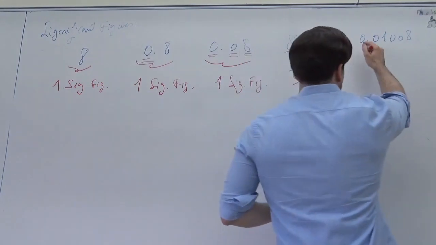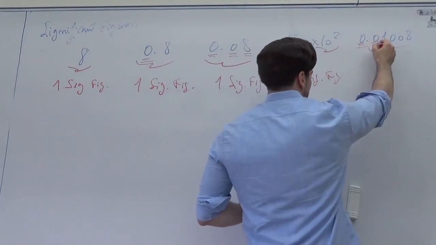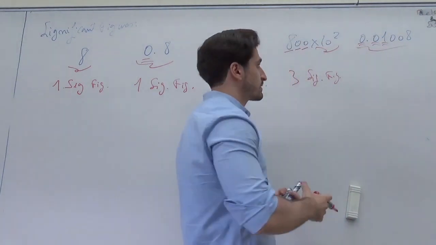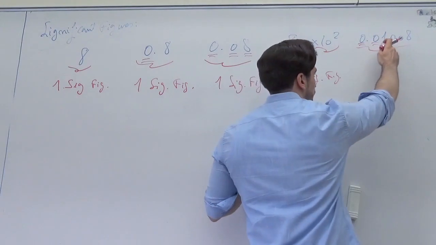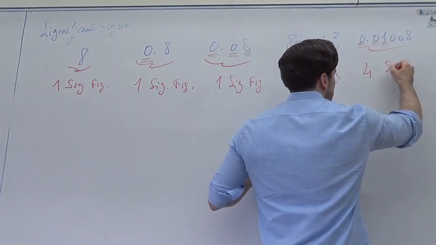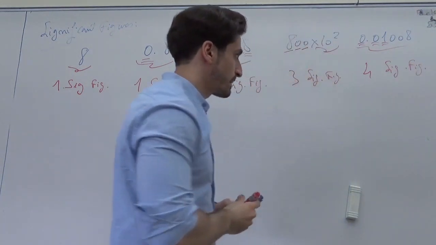And finally, the last example over here, we have a leading digit of 0 followed by another 0, then followed by 1, which is different than 0. In that case, we are going to start counting from 1. So we have 1, 2, 3, 4 significant figures. So for the last number, we have 4 significant figures.